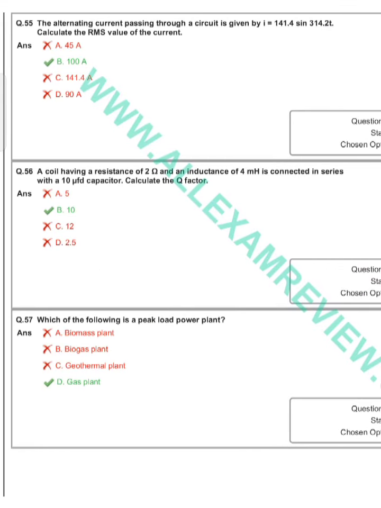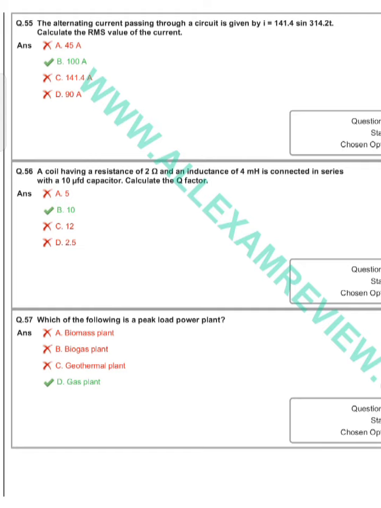Yeah, the alternating AC circuit question. The alternating current passing through the circuit is given by i equals 141.4 sin 314.2t. Calculate the RMS value of the current. Yeah, 100 ampere is the right one. Suppose a coil having resistance 20. Yeah, we can do the same question. The value is different. Yeah, answer is 10.